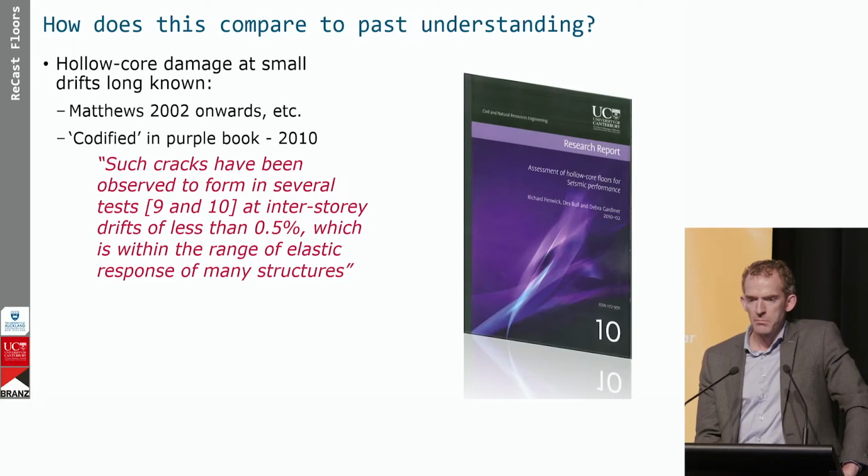It's been pretty clearly documented for basically 20 years now that hollowcores are susceptible to damage, and quite concerning damage, from very, very small drifts. And by 2010, that was pretty clearly written down in the Purple Book, and so that shouldn't be too new or shocking.